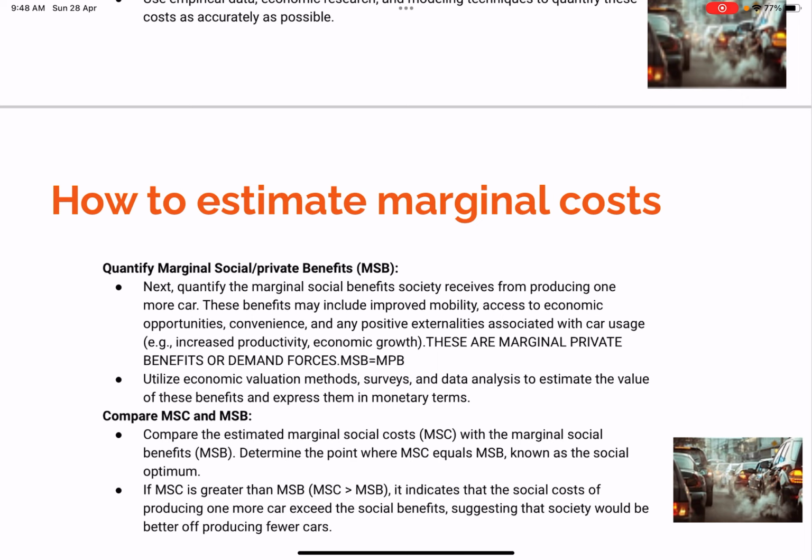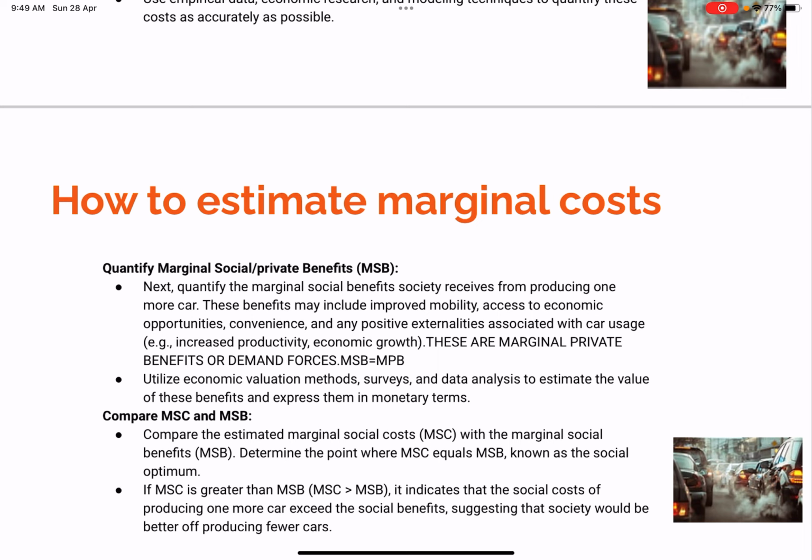Okay. So the marginal private benefit or the marginal social benefit would be in terms of, let us say, when the individual is purchasing a car, that might help in improved mobility. It might help his access to economic opportunities, his convenience, and so on, which are in a way a positive externality associated with car usage. Maybe it is restricted to an individual, but it is still some benefit which is accruing because of that. So these are marginal private benefits or demand forces, right? So we call it MPB, or we might also call it marginal social benefit because of that use of car, right?